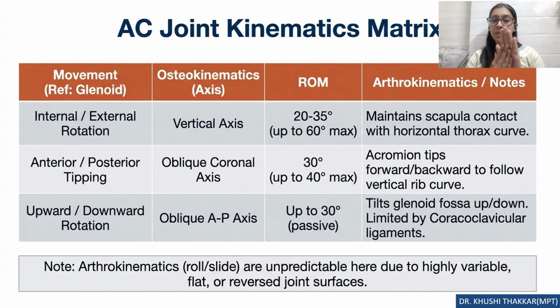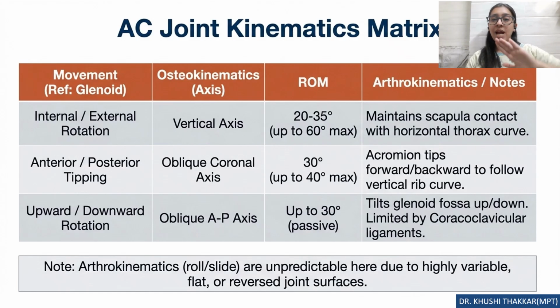Now, anterior and posterior tipping of the acromion on the clavicle. This happens in an oblique coronal axis. Please remember this. The movement is 30 degrees and is maximum up to 40 degrees. The acromion tips forwards and backwards to follow the vertical rib curvature of the thoracic spine.